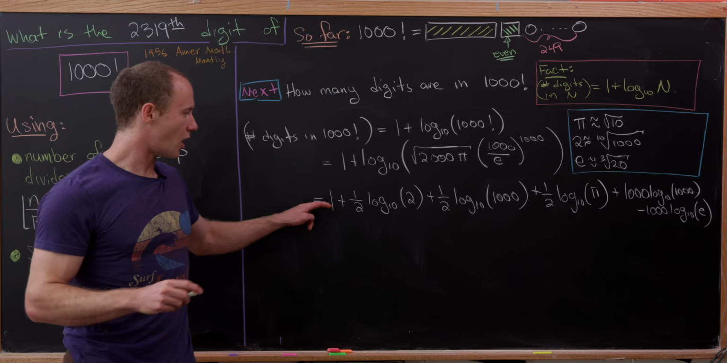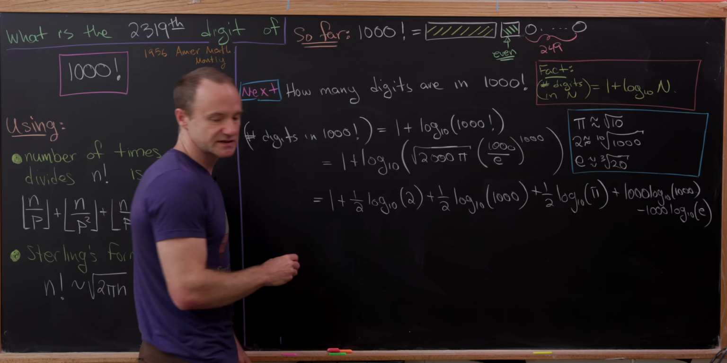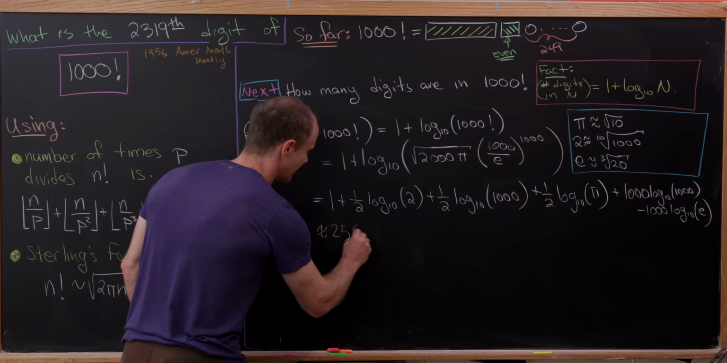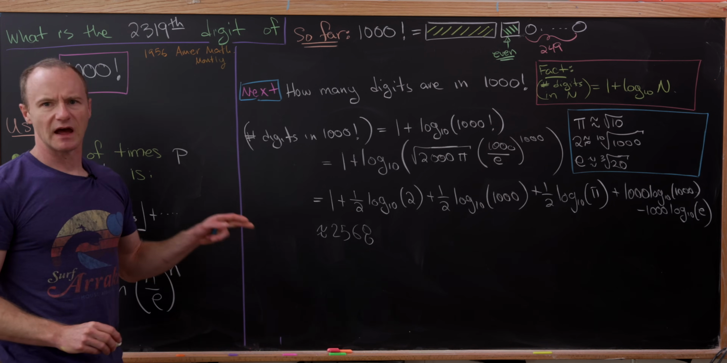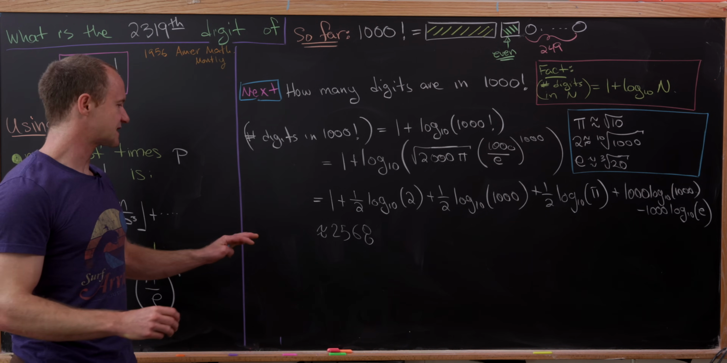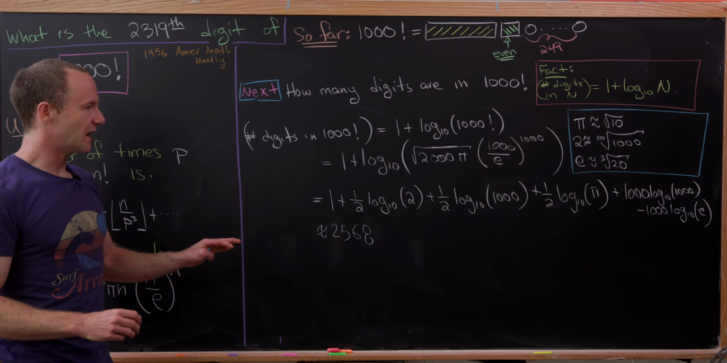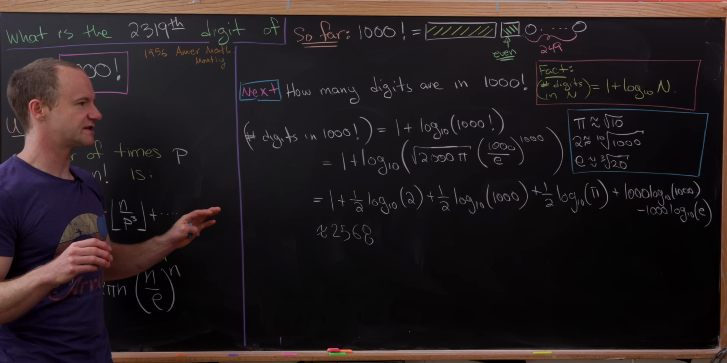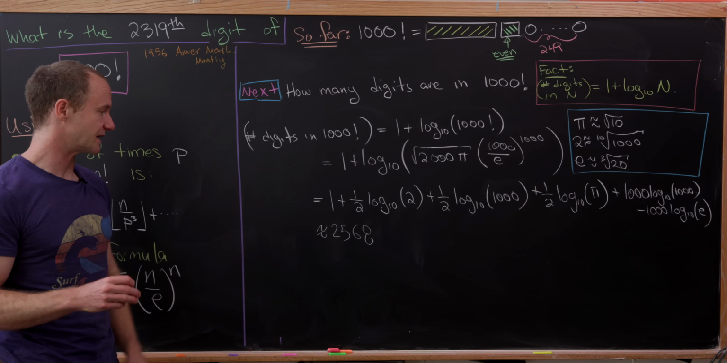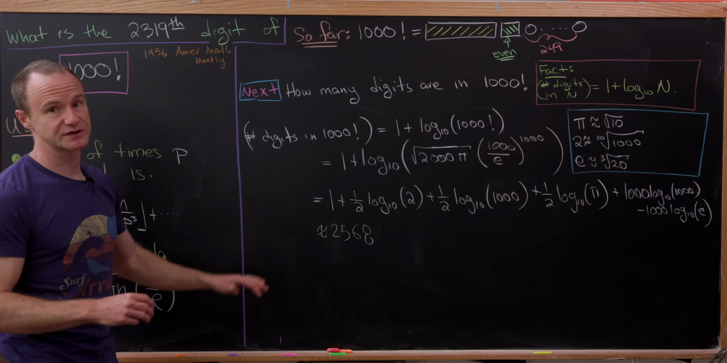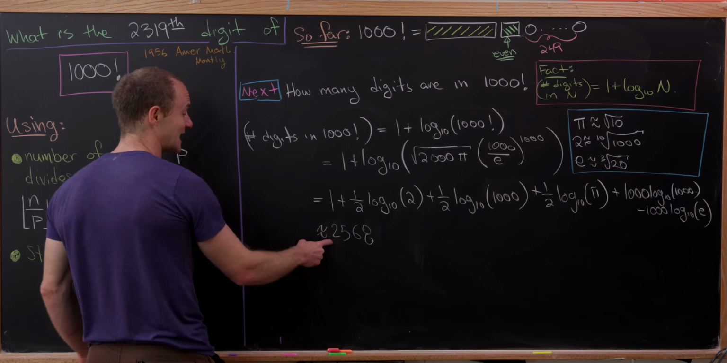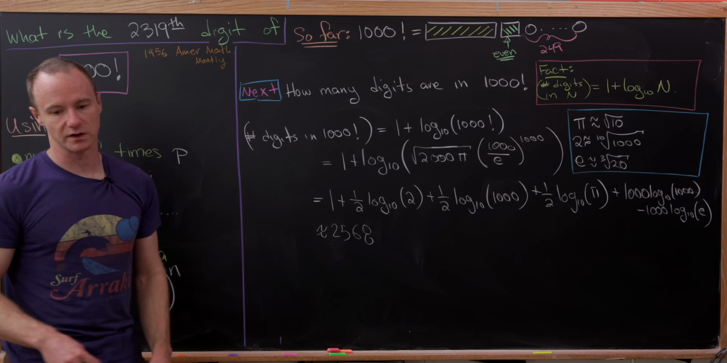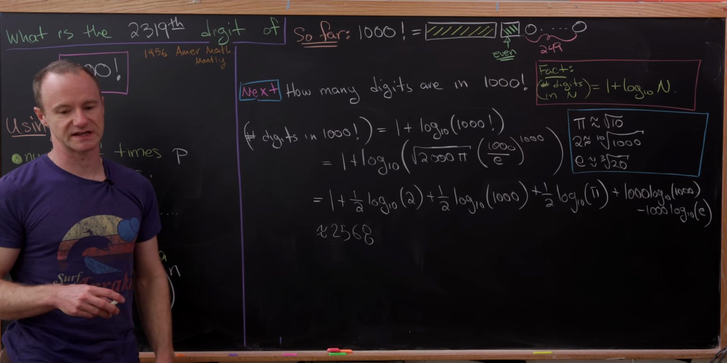Okay, so putting all of that in here, you'll see that you get something approximately equal to 2,568. Like I said, I feel a little bit sketchy about this, but for the purposes of this video, I didn't think it was worth doing a fine-grained approximation to make sure that this was right. But in fact, this is the number of digits of 1,000 factorial. So Stirling's approximation works in this case.